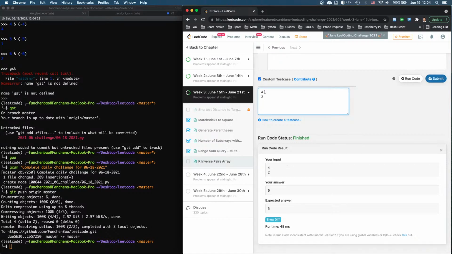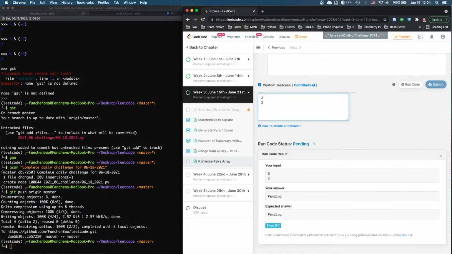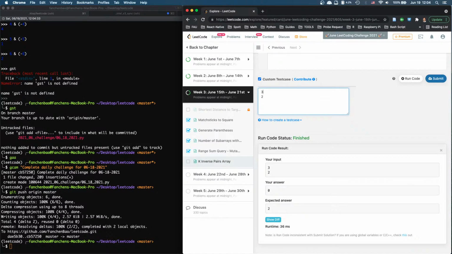How about 1, 2, 3? 1, 2, 3 should be 1. 2. 1, 2, 3 is 2. What? 3, 1, 2? What else can give us 2 pairs? 2, 3, 1. We'll have 2, 1, and 3, 1. 2, 3, 1. That is correct. We have 2, 3, 1. We have 2. How do we get there?